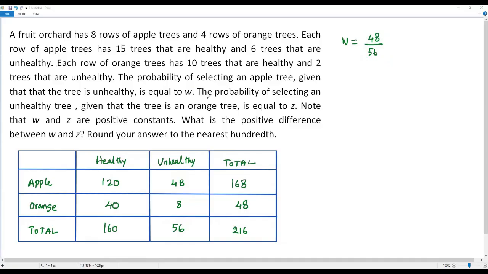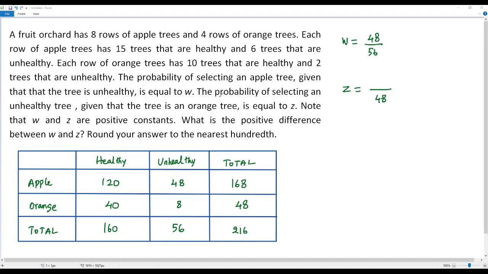Okay, now let's consider the other information. The probability of selecting an unhealthy tree given that the tree is an orange tree is equal to Z. Okay, let me write Z over here. And now consider this information. Given that the tree is an orange tree, this is a sample space. Now from the table, we have to get the total number of orange trees. That is 48. Okay, now let me write 48 in the denominator because this is a sample space.